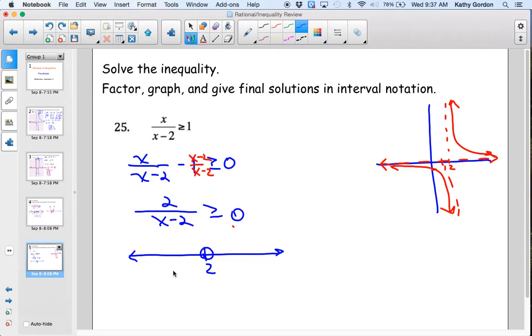So now, if I test something over here, like 0, and I test something over here, like maybe a 3, what happens when I put 0 in here? I get negative 1, so it's going to be negative. What happens when I put 3 in here? Positive. It's going to be positive. Which one do I want? The positive. I want answers from this to be greater than or equal to 0. So the section I want is this section. And how do we write that in interval notation? Parentheses 2, infinity.